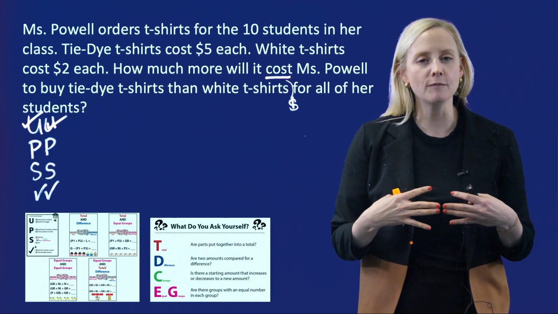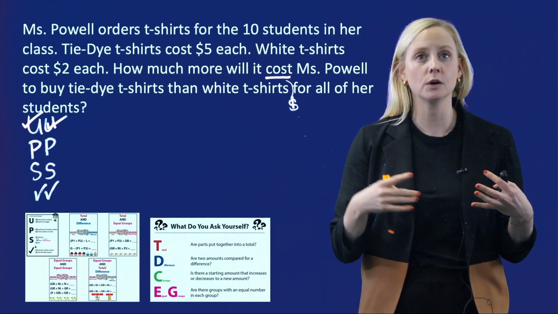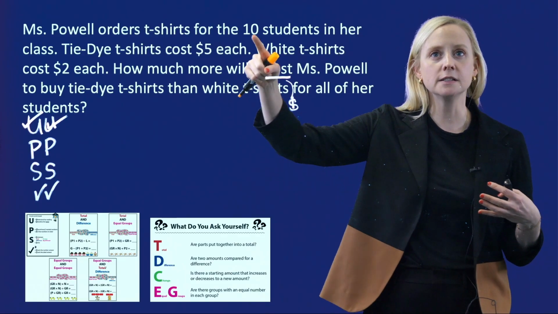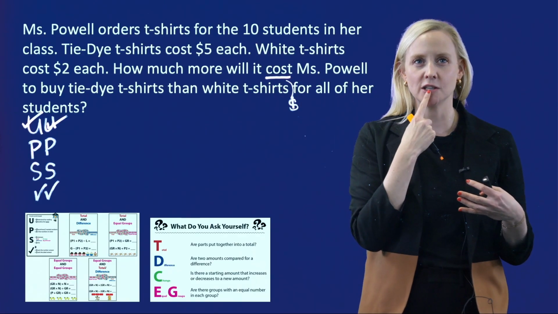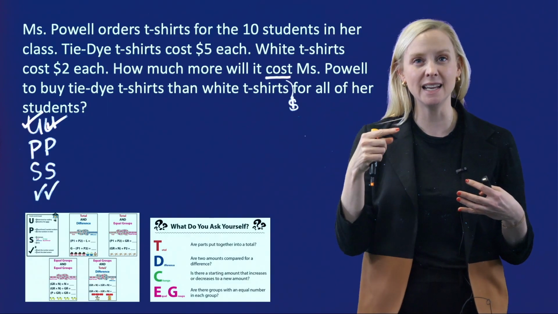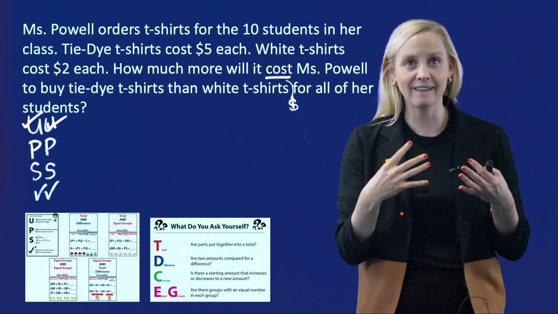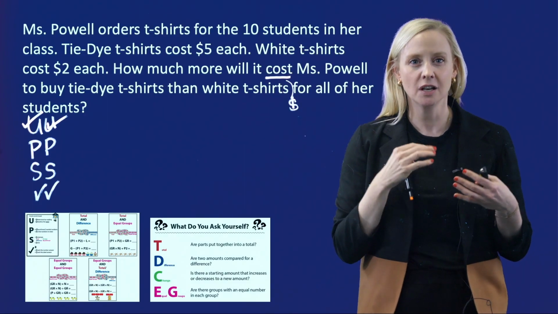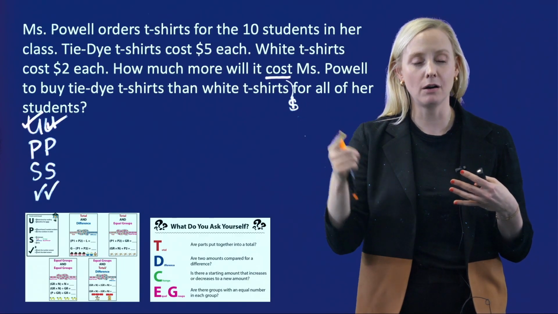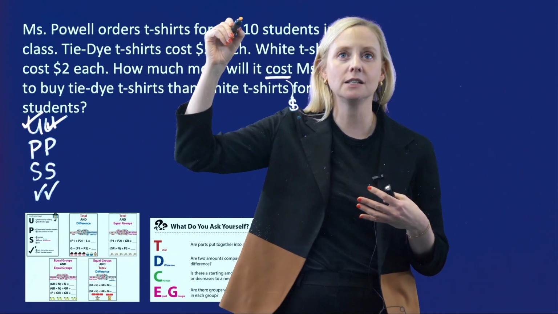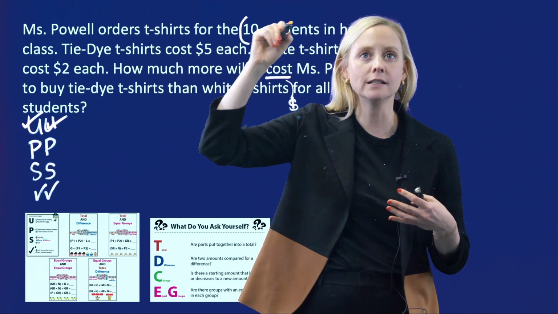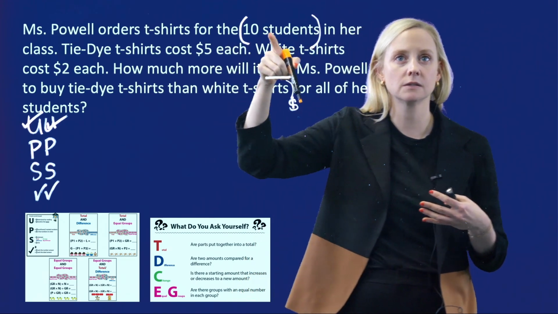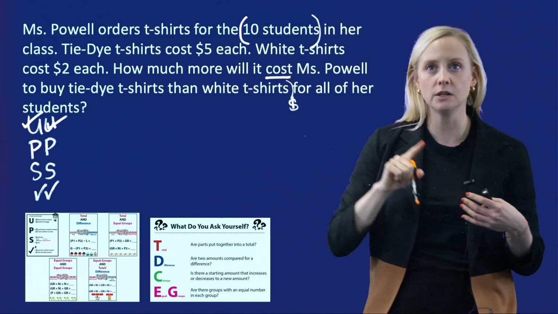So I'm going to scan all of my numbers and make sure they're talking about or related to money. So my first number is 10. That's about students. That's not about money, but we're paying for the students to have t-shirts. So even though it's not directly about cost, it is related because each of these students are going to be receiving these t-shirts. So I'm going to put parentheses around 10 students.